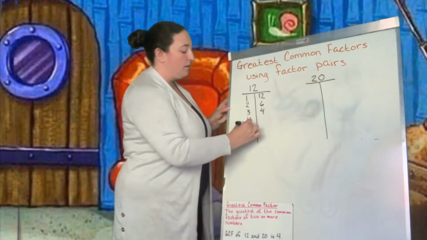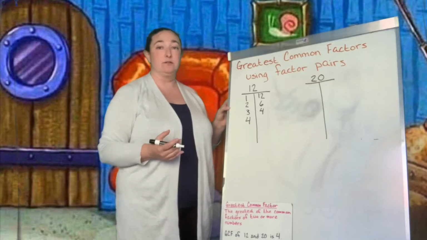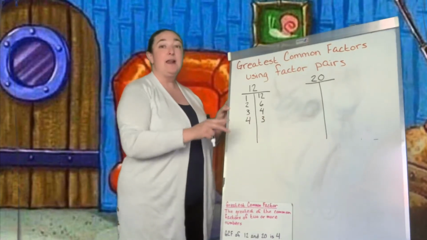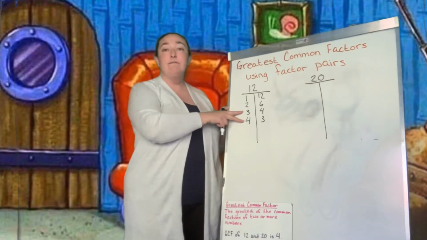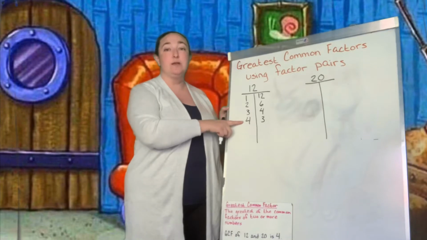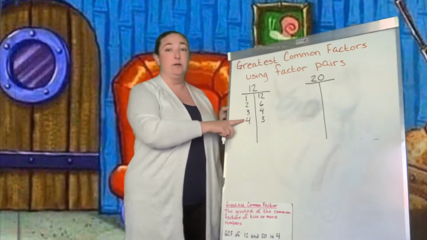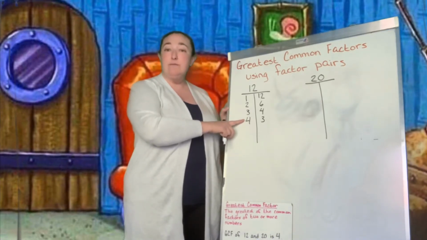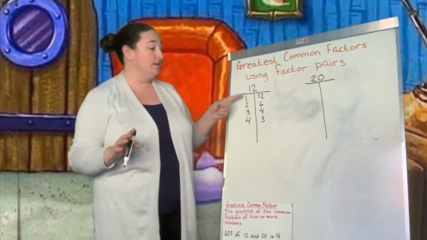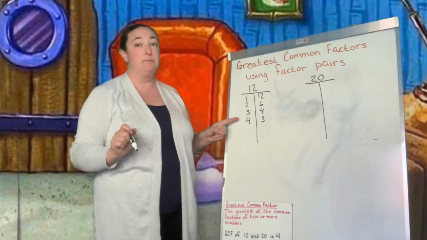Does 4 go into 12? Is 4 a factor? Yep, 4 times 3. And I've got a repeated factor pair: 3 times 4 and 4 times 3. Once I have a repeated factor pair, I can stop. I'm done. This is all of the factors for that number.